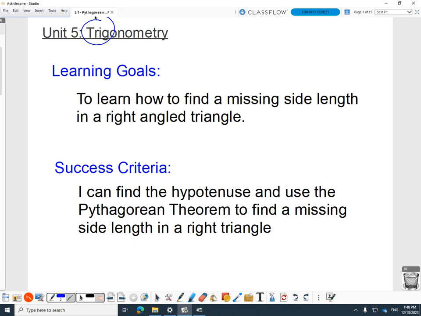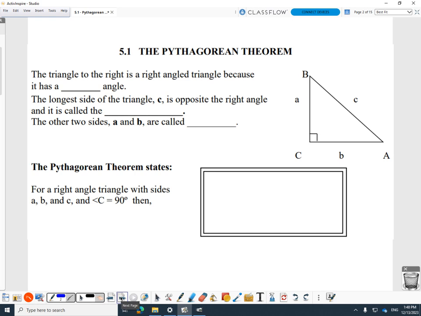So today the learning goal is to find the missing side length in a right-angled triangle. That's all we'll be able to do, is ones that are right-angled. And then we'll know we're successful if we can find the hypotenuse or use the Pythagorean theorem to find something that's not the hypotenuse. I don't remember what a hypotenuse is. Okay, that's what we're going to do right here.